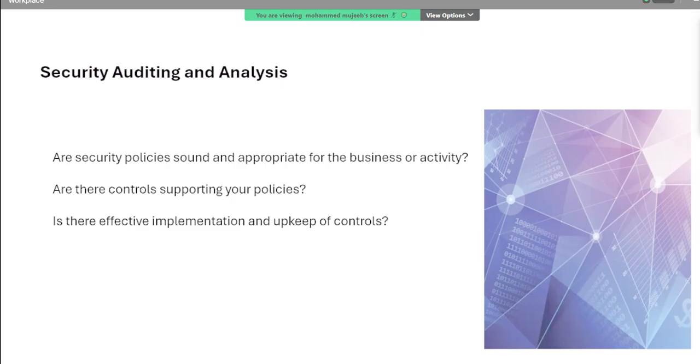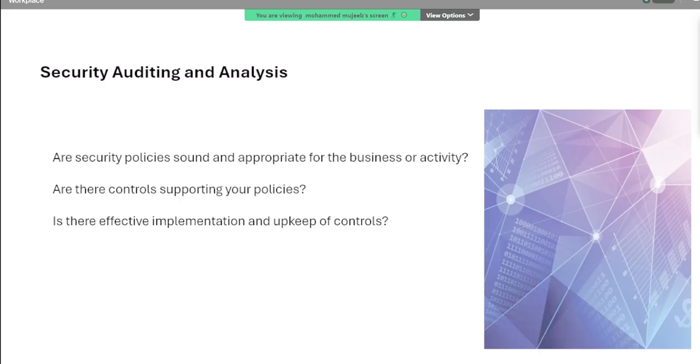Security audit and analysis. Are security policies sound and appropriate for the business or activities? Are there controls supporting those policies? Is there effective implementation and upkeeping of the controls, right? So what I mean here is that they will also check your security policies, and whether there are controls on your systems supporting those policies. That's what they're looking at.